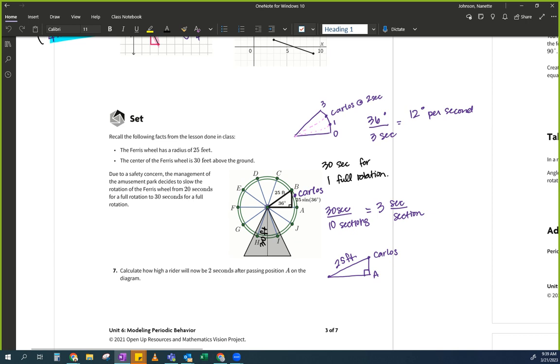Let me see. All right. So you should have gotten that this was 24. Where's 24 coming from? Where does 24 degrees come from?